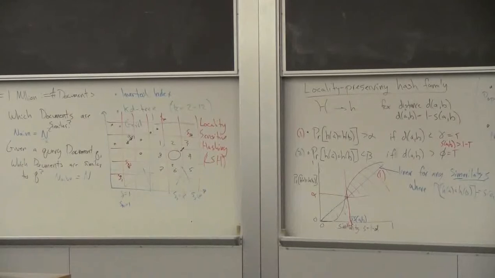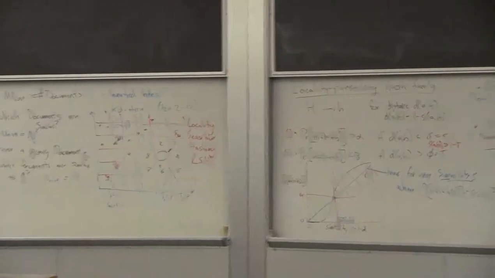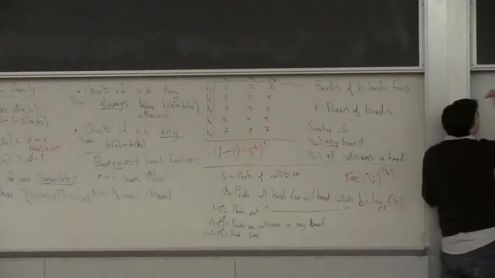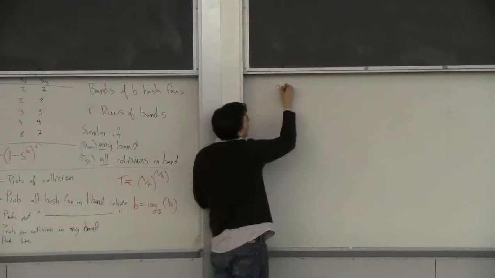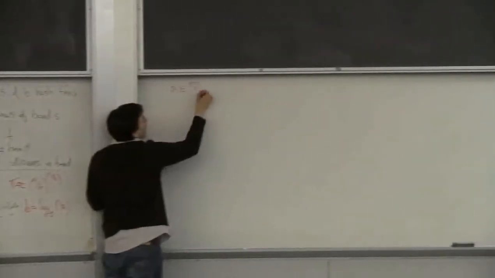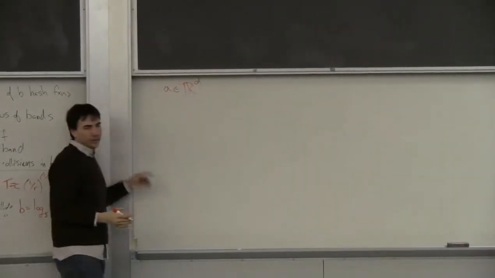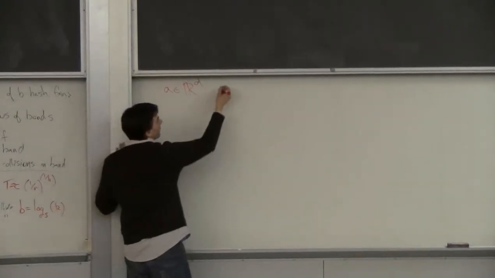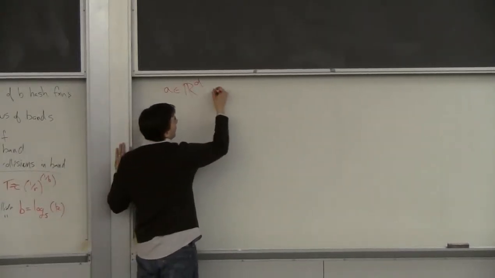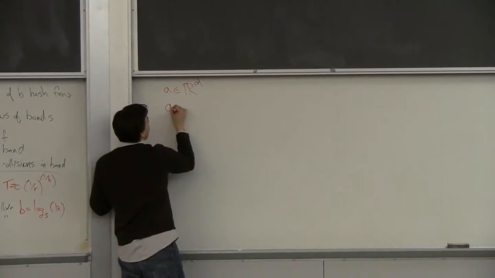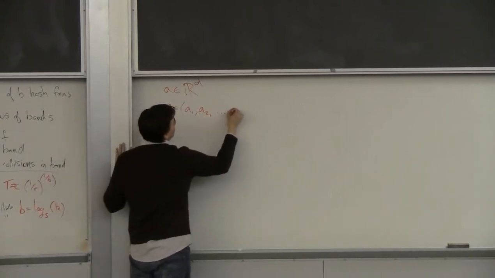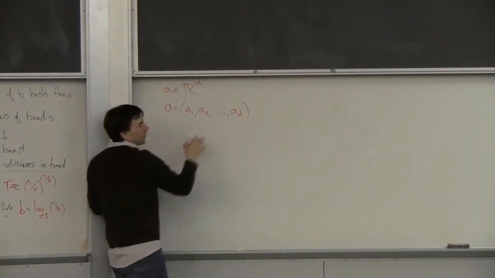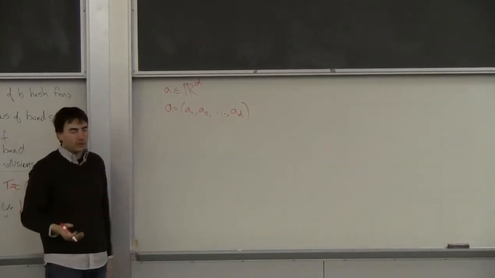So the input is going to be some vector A in R^d. So this is in d-dimensional Euclidean space. If you're not used to this, that means I can write A as A1, A2, up to Ad, and each of these is going to be some real value.